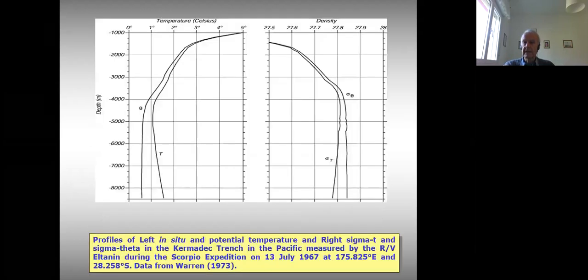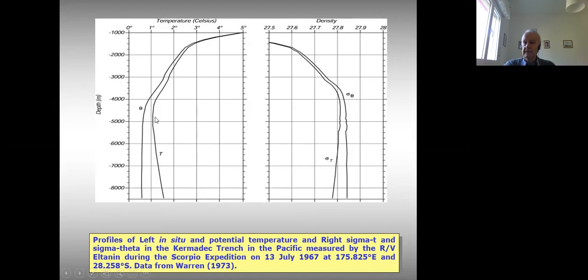Let's see. Here is the temperature. That's the vertical distribution of temperature. This is the graph which shows the vertical distribution of temperature from 1,000 meters to 8,000 meters. Okay, so that's the in situ temperature. In situ temperature is this one here. We denote it by capital letter T.